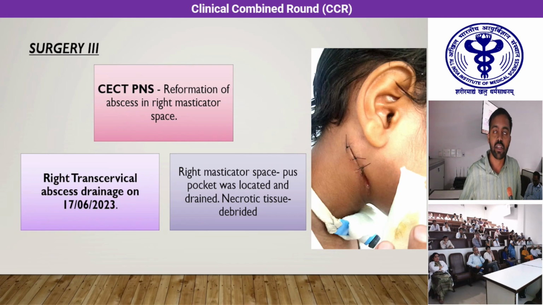So the patient underwent contrast CT of the paranasal sinus, which showed reformation of abscess in the right masticator space, for which he underwent right transoral abscess drainage under GA on 17th June 2023. The pus packet was localized in the right masticator space, which was drained, and unhealthy tissues were debrided.